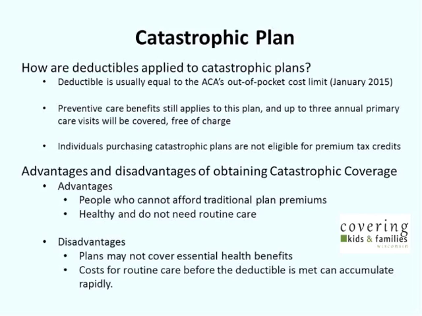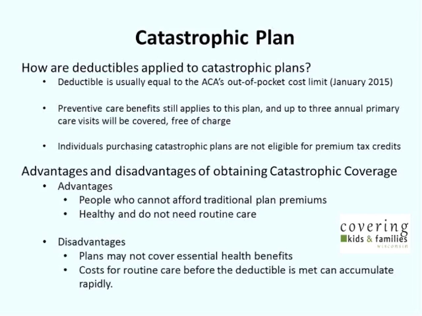The deductible on the catastrophic plan is usually large. It's usually equal to the out-of-pocket cost limit of the Affordable Care Act. We haven't talked about the out-of-pocket cost limit yet, I'm going to get to that soon too, but the deductible is usually going to be equal to that, and I'll give you those values in a minute. Preventive care benefits do still apply to this plan, and you get up to 3 annual primary visits free of charge a year. They did that hoping that people would at least get some regular health maintenance, so to speak.